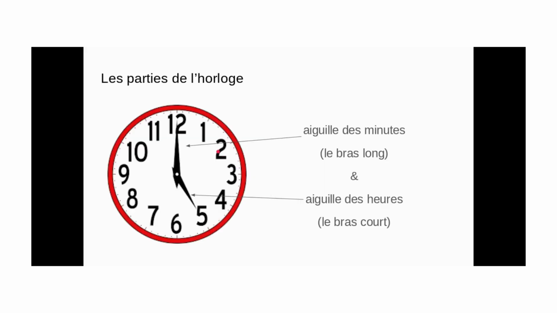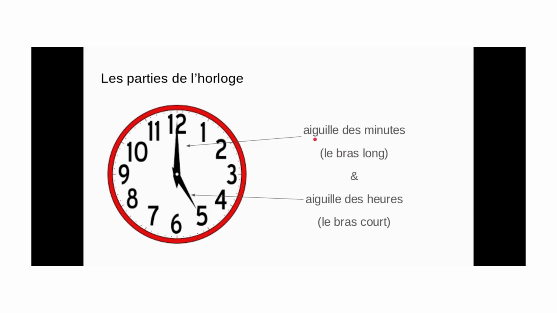Les parties de l'horloge. The parts of a clock. Sur l'horloge, il y a deux bras. Two arms. Un bras est long et l'autre bras est plus court.